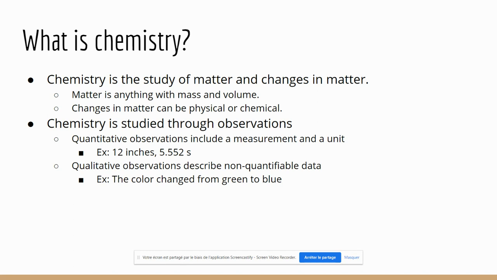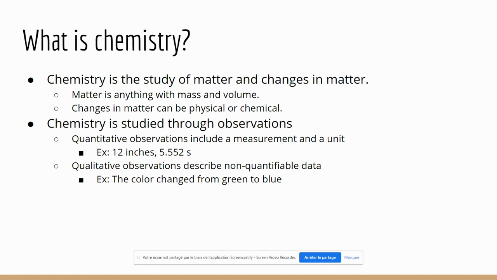Before we can really move on to the rest of the chapter, which will primarily focus on lab skills, we're just going to take a moment to define what this course is about. Chemistry is the study of matter and changes in matter, matter being anything with mass and volume. And then we'll talk about different types of changes. We're going to primarily talk about chemical and physical changes. There are other types of changes, but those wouldn't really fall under the category of chemistry.